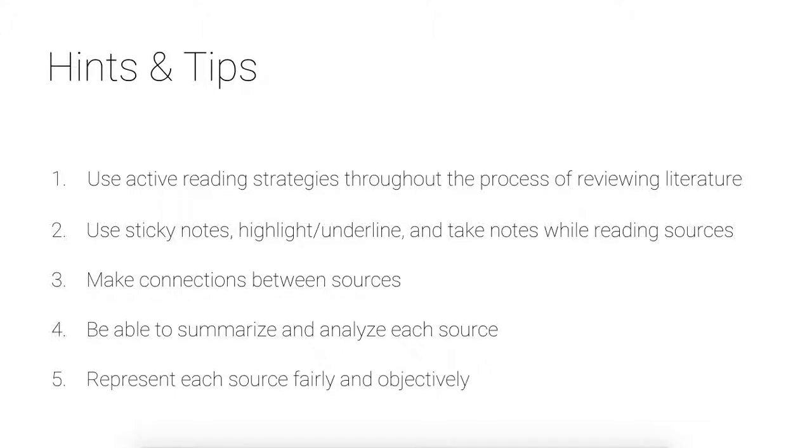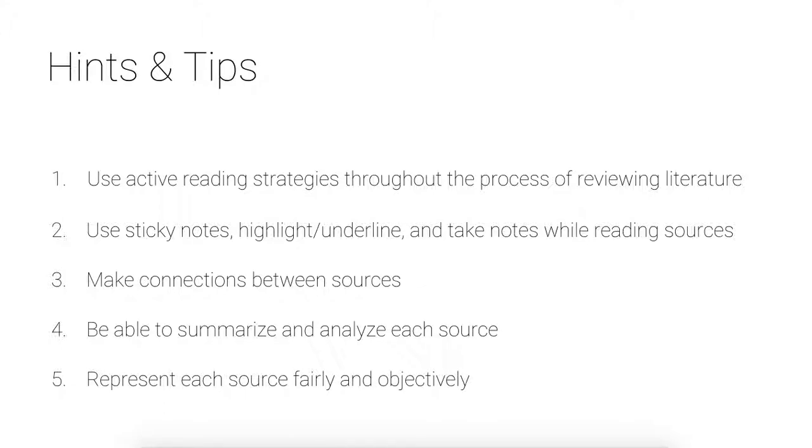And of course, you want to be able to represent each source fairly and objectively as you can. So this means recognizing biases that you might have that might make you want to give a slanted representation of what an author is talking about. But the ideal you want to strive for is, even if you disagree with an author, if they were to look at your summary of their argument, they could nod and say, yes, this is exactly what I was trying to say.